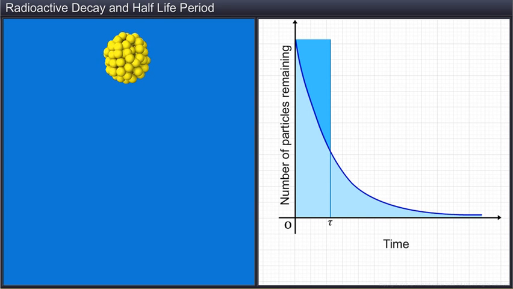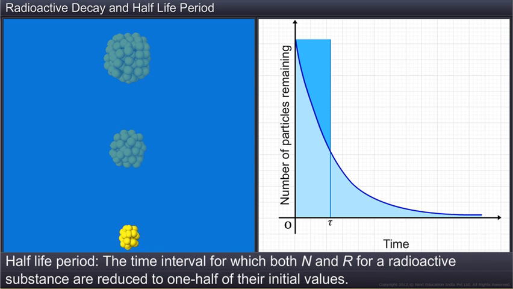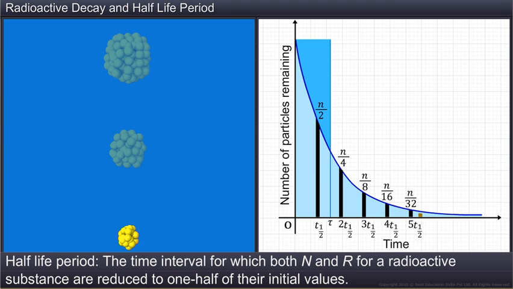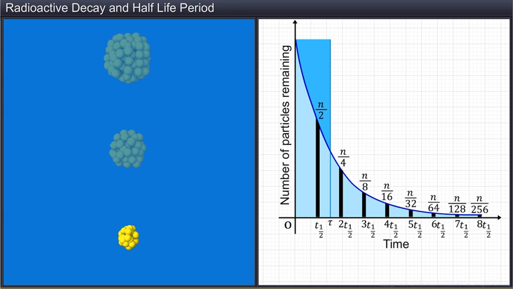The period of time taken by a substance undergoing decay to decrease by half is known as half-life period. It is the time interval for which both N and R are reduced to half of their initial values. Half-life period is denoted by T half.